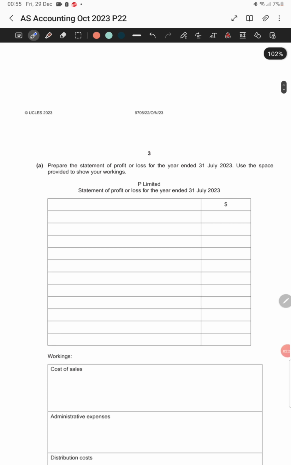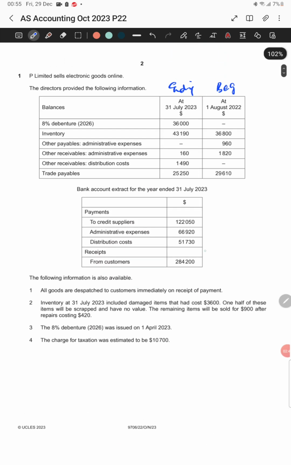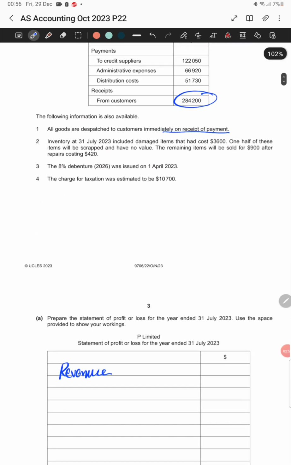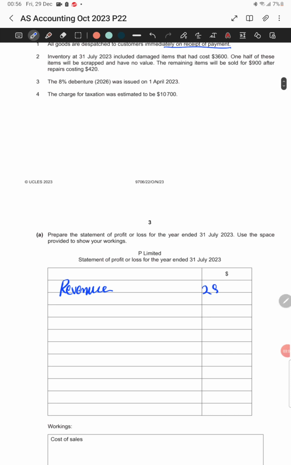Now we see the requirement. First of all, the requirement of the question is to prepare the statement of profit or loss for the year. As we know, to calculate the profit for the year, we prepare the statement of profit or loss. This is the income statement. First of all, we find the revenue. Revenue is given in the question, 284,200, and this is all on the cash basis.